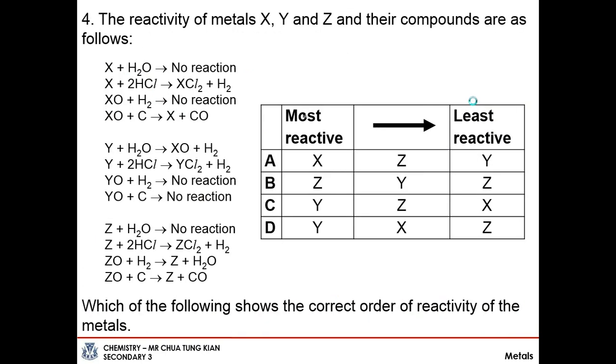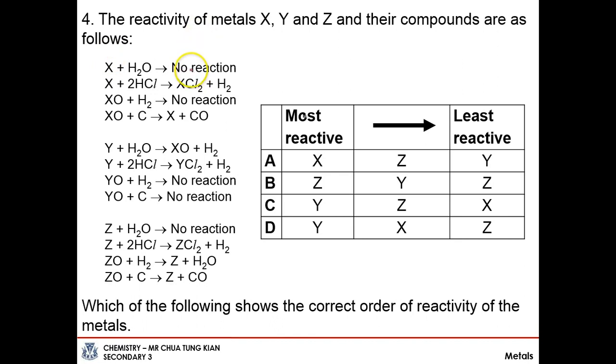Question 4 is a bit more tricky. You're supposed to look through these 4 equations here and deduce the reactivity of the metals. And you must arrange them in order as well, from the most reactive to the least reactive. So if we take a look here, how do we know which is the most reactive? How do we know which is the least reactive? Very simple. Let's look through the key parts of the equations.